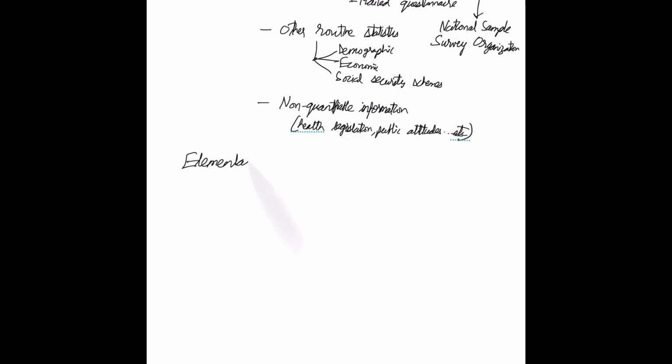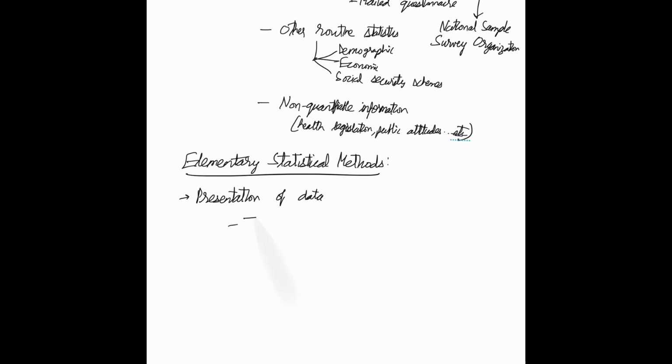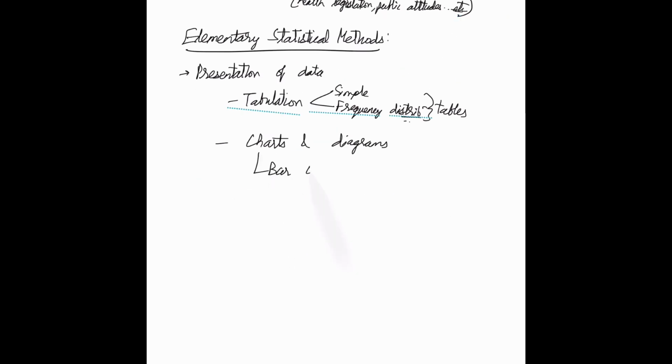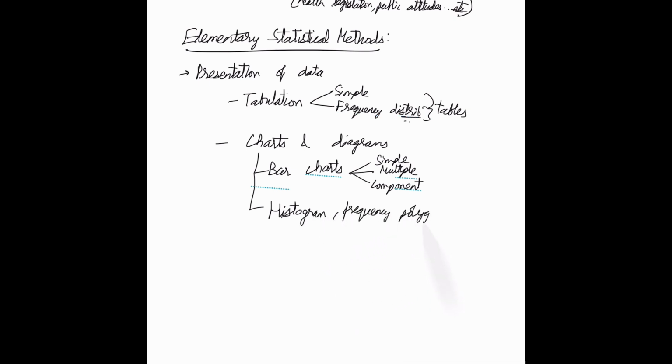We now move on to statistics. So, what are the elementary statistical methods we usually use? Before that, we see the various methods to present data on hand. So, first we have tabulation, in which we have simple tables and frequency distribution tables. Then we have charts and diagrams, in which there are bar charts or bar graphs, like simple, multiple, and component bar graphs, a histogram, and then the frequency polygon, then a line diagram, pie charts, and pictograms.